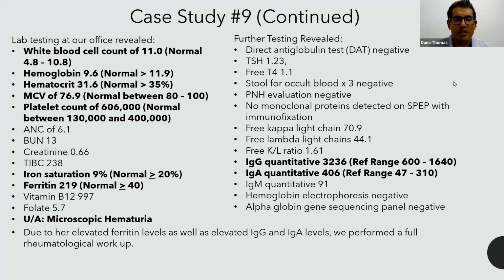At this point, due to her elevated ferritin levels, we actually performed further testing, which revealed that it was largely unremarkable except for elevated IgG and IgA values, which are listed here on the right. Due to her elevated ferritin levels as well as her elevated IgG and IgA levels, we performed a full rheumatological workup.